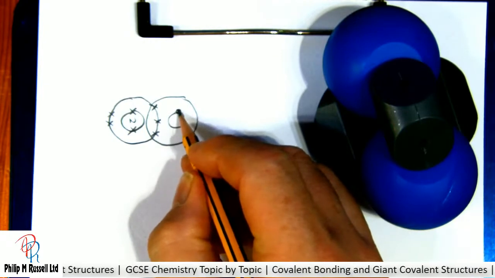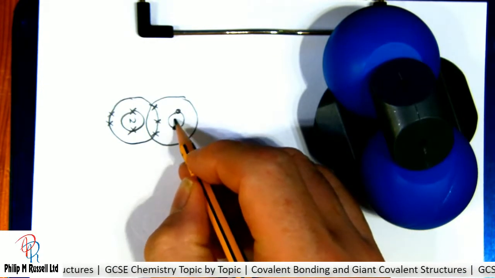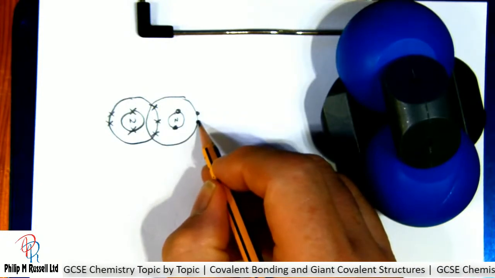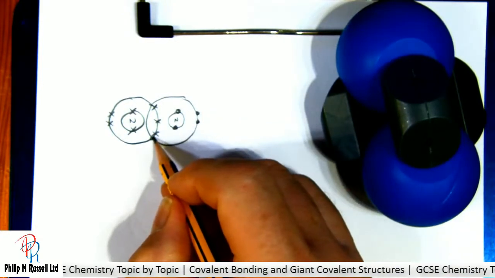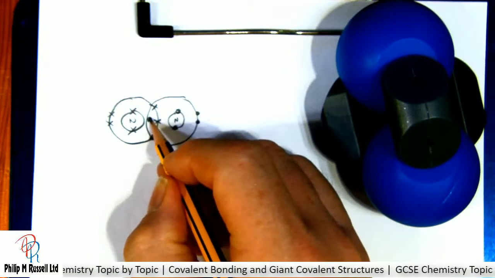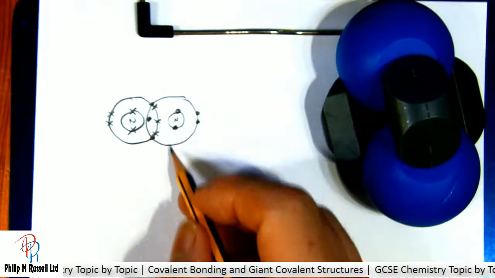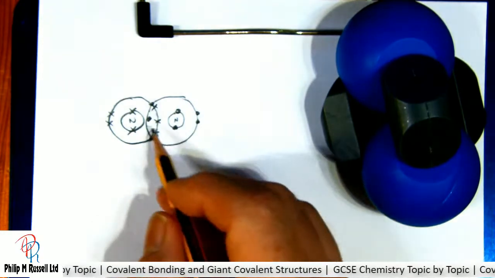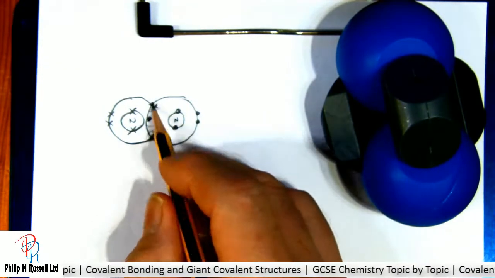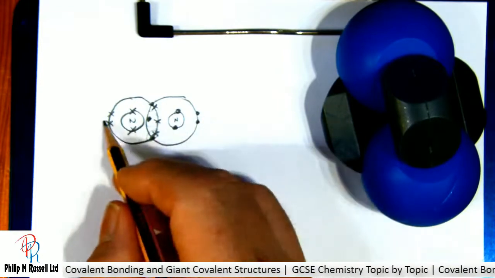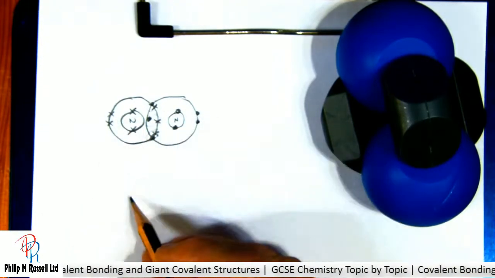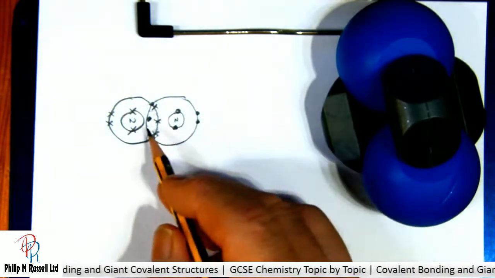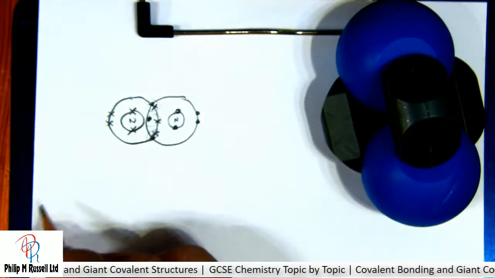This time I'll do this one with circles. These are just electrons, they are exactly the same. And we've got 1, 2, 3. So I'm sharing that, that and that. 3 pairs of electrons shared and another lone pair either side. And that is our structure of nitrogen.